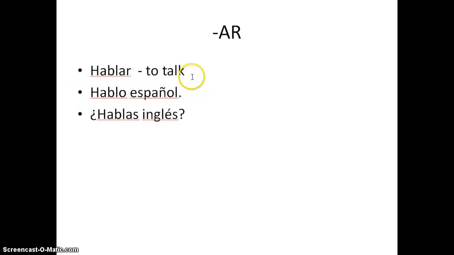For example, to talk. And now I want you to start noticing what happens when we change the ending and spelling of this verb a little bit in Spanish to an O ending. Now it means I speak or I talk. I speak Spanish. Hablo español. Now once we've changed the ending here, it changes the meaning, although it's still having to do with talking or speaking. ¿Hablas inglés? Do you speak English?